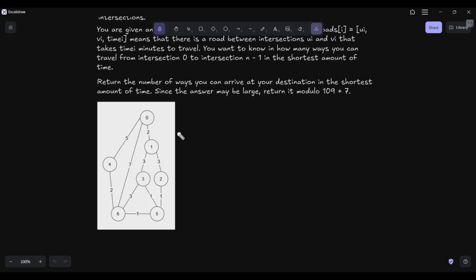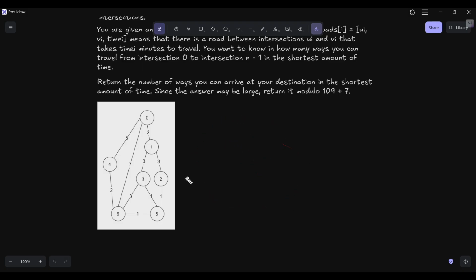Let's check the last path: 0 to 1, 1 to 2, 2 to 5, and 5 to 6, that is 2 plus 3 is 5, 5 plus 1 is 6, and then 7. So the last path is also 7. The total number of nodes is 7, so we have to go from 0 to n minus 1, which is 6, the last node. So the smallest time it will take is 7.